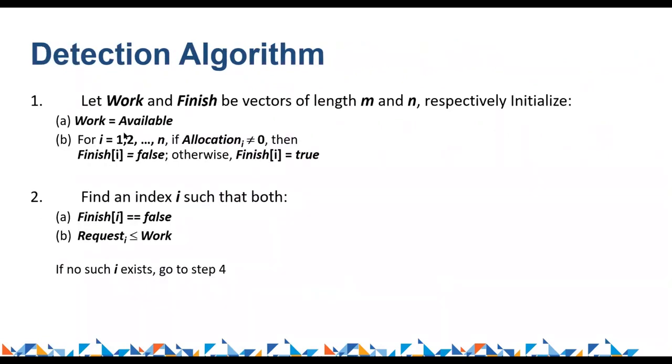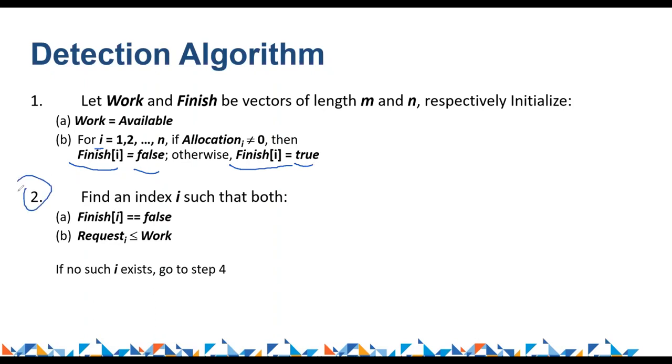Work is equal to what? Available. Available means the available free resources which the system holds. Work means the same thing. And you also know about Finish, meaning the finished processes. Finish will be false when the resources are not sufficient. Finish will be true when a process will be finished, when the resources are sufficient.